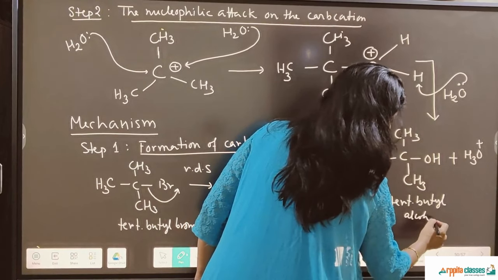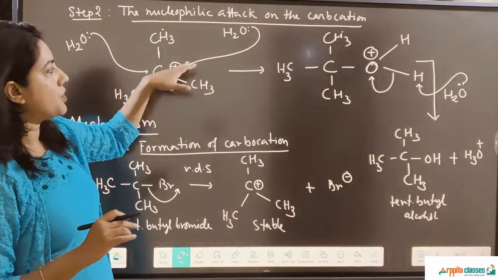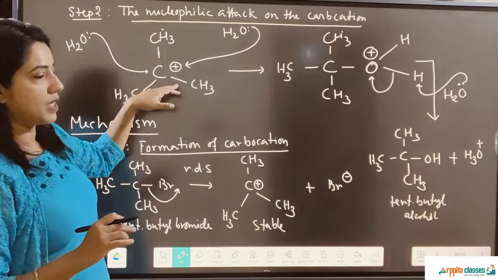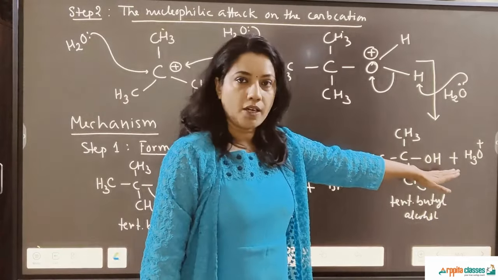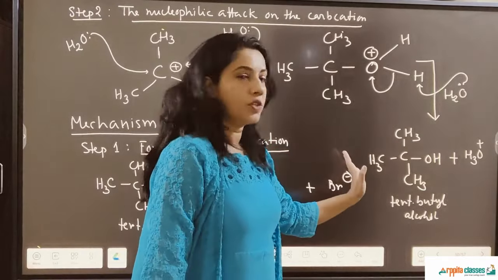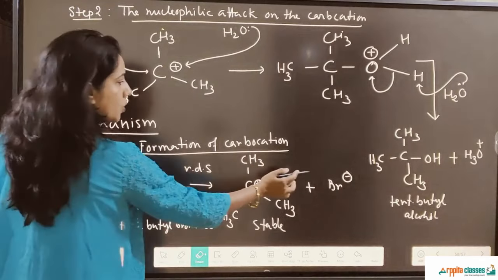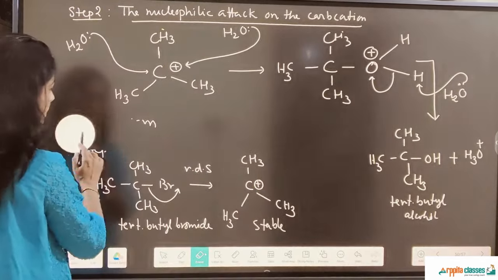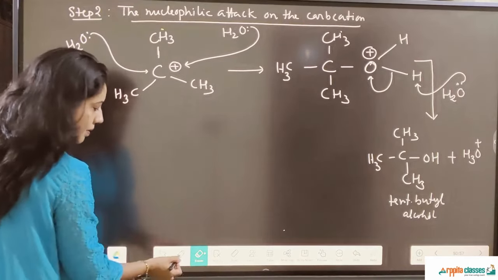This is your product. As I mentioned before, the attack can be from this side or from that side. If the attack is from this side, you are getting the OH on the right hand side of the carbon, and if the attack is from the left hand side, you are getting the OH on the left hand side of the carbon. So accordingly we get two products. I'll just show you the other product also. So that is why we call it a racemic mixture.